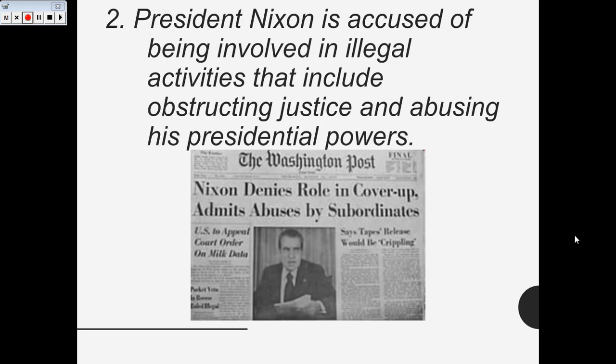Moving forward to another example. President Nixon is accused of being involved in illegal activities that include obstructing justice and abusing his presidential powers. So, what do you guys think? Who would be the branches of government to check and balance this? And then what are some actions they could do? Again, I'm going to pause here and let you guys think about it for a few seconds.